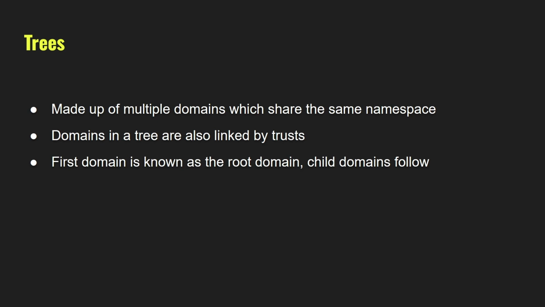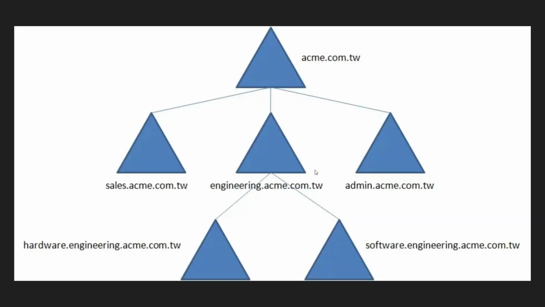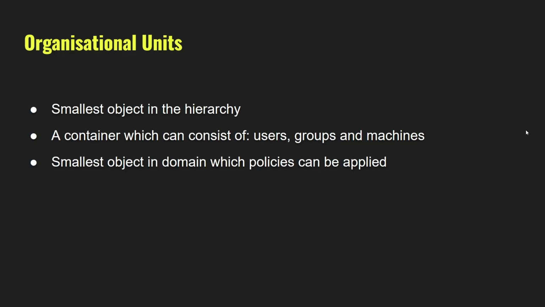And the first domain is known as the root domain, and the child domains will follow. So obviously in this case, the root domain would be domain 2, and the child domains of this would be sales and accounts. So here we've got another example of a domain tree and how things can go. As you can see here, the root domain is acme.com.tw, and then we have some child domains, and then even more child domains off the middle one, engineering.acme.com.tw, of hardware and software. As you can see, it's been even more containerized or separated there.